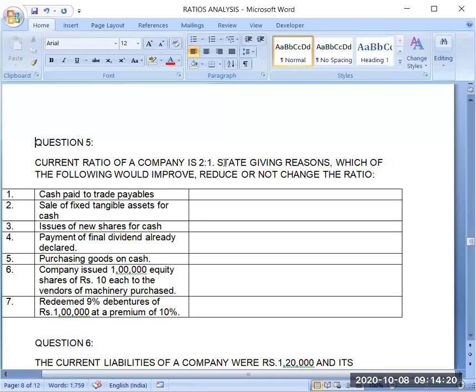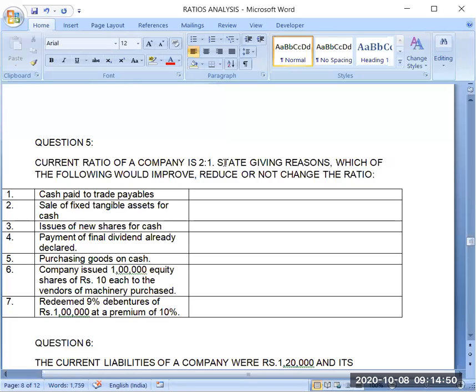We were discussing ratio analysis, and yesterday we did the current ratio. So 2-3 types of questions we have done. First type was simple information was given to you. You have to sort out current assets and current liabilities from that. Then you calculated the current ratio.